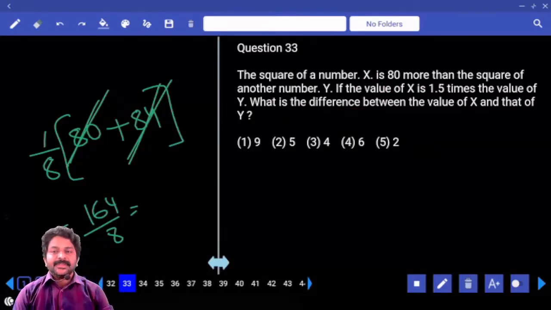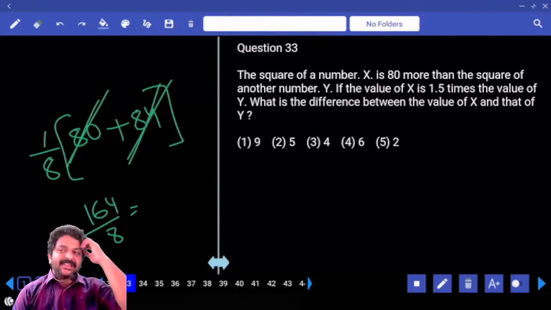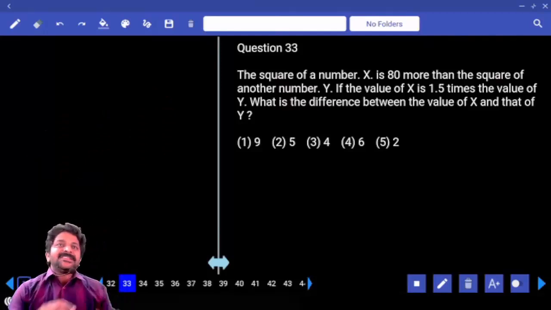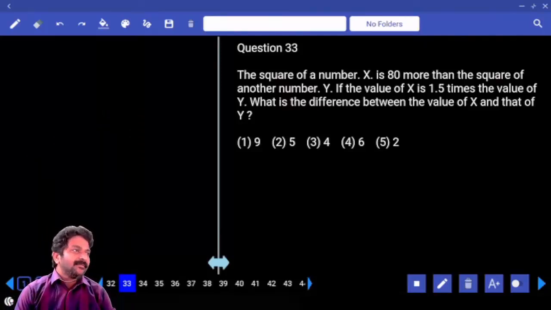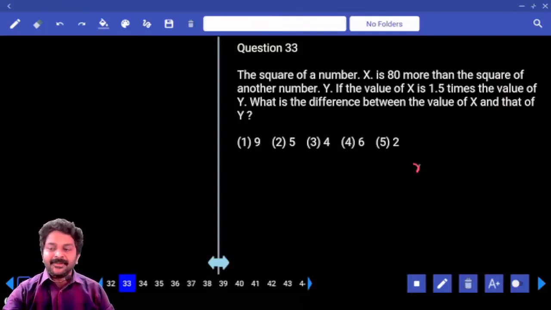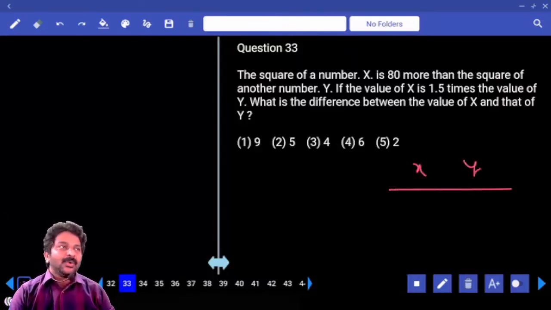Next, the square of a number x is 80 more than the square of another number y. So can I say the difference of their squares is 80? Their squares' difference is 80. If the value of x is 1.5 times the value of y, 1.5 is 3 by 2.